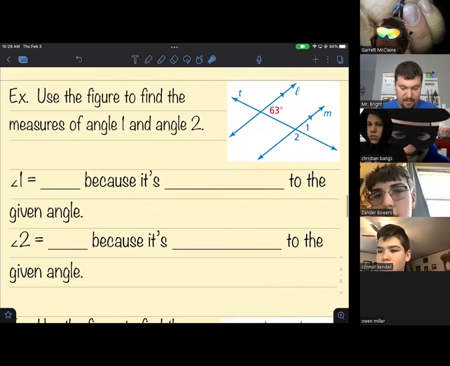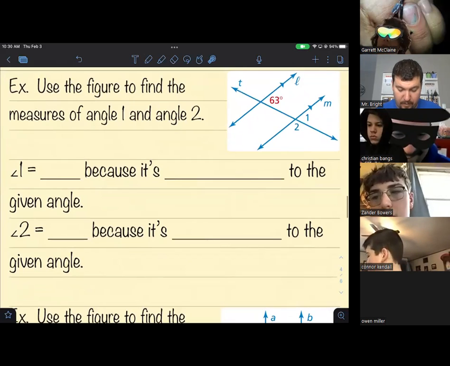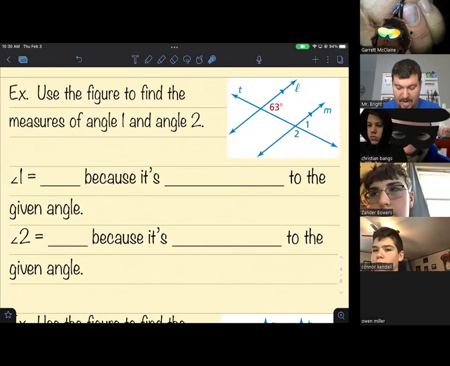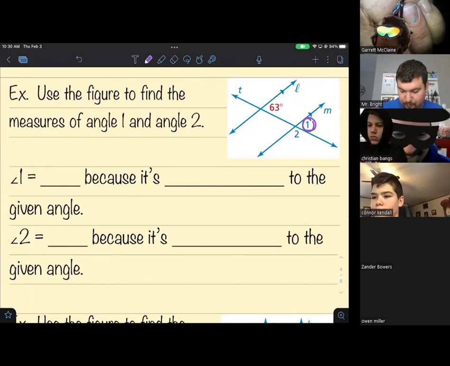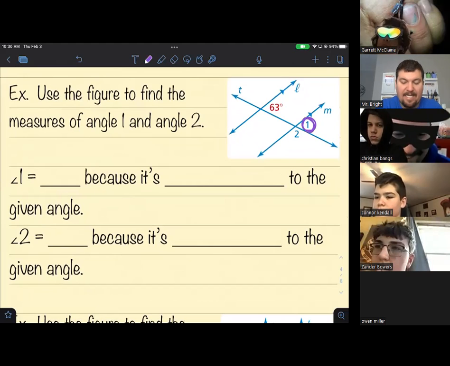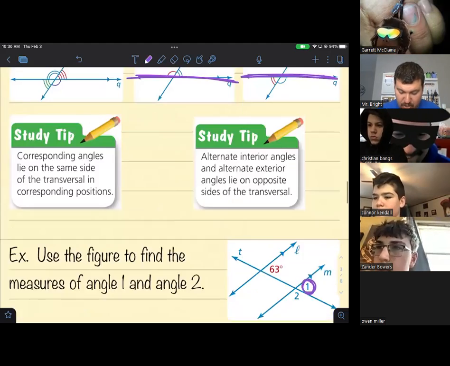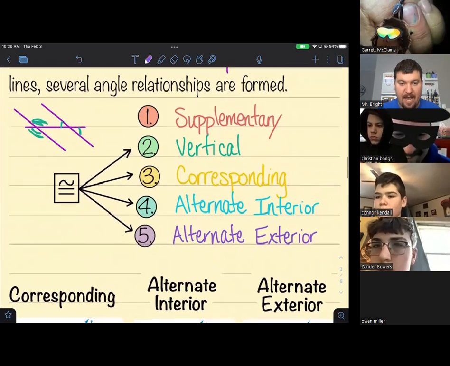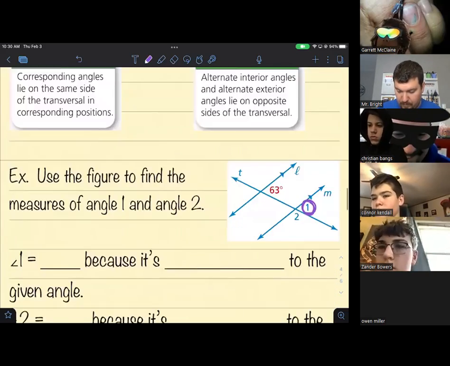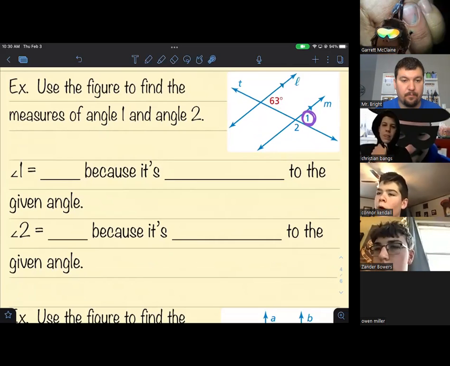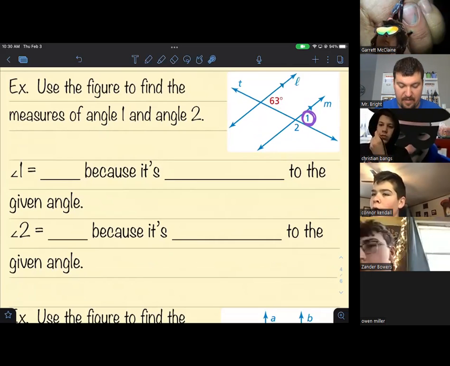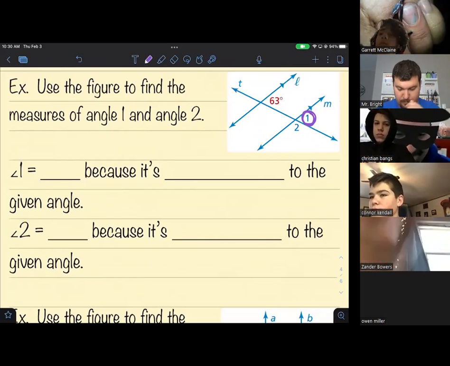All right. So in our next example, it says use the figure to find the measures of angle 1 and angle 2. Okay, so this is angle 1. What is the measure of angle 1? And can you tell me which of these 5 relationships it actually has with the given angle? So we know that this is a 63-degree angle up here in red. How big is angle 1? And what's its relationship? Anybody have an answer for that?